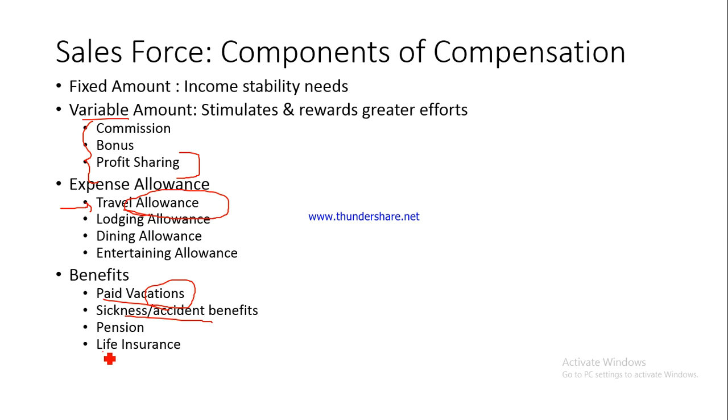Then we've got life insurance, very important. Life insurance would mean that if something happens to the salesperson, the dependents will be given some lump sum amount so that they can survive in his absence.